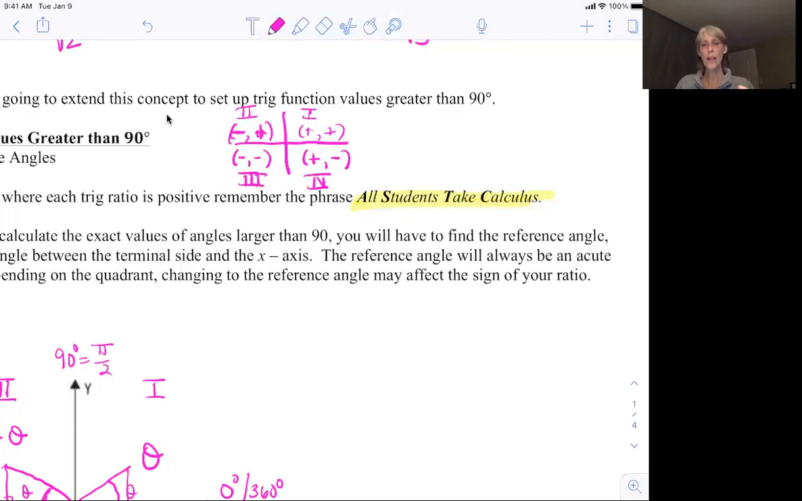Now recall what we said about the unit circle. In a unit circle, the cosine corresponds to the x value and the sine corresponds to the y value.